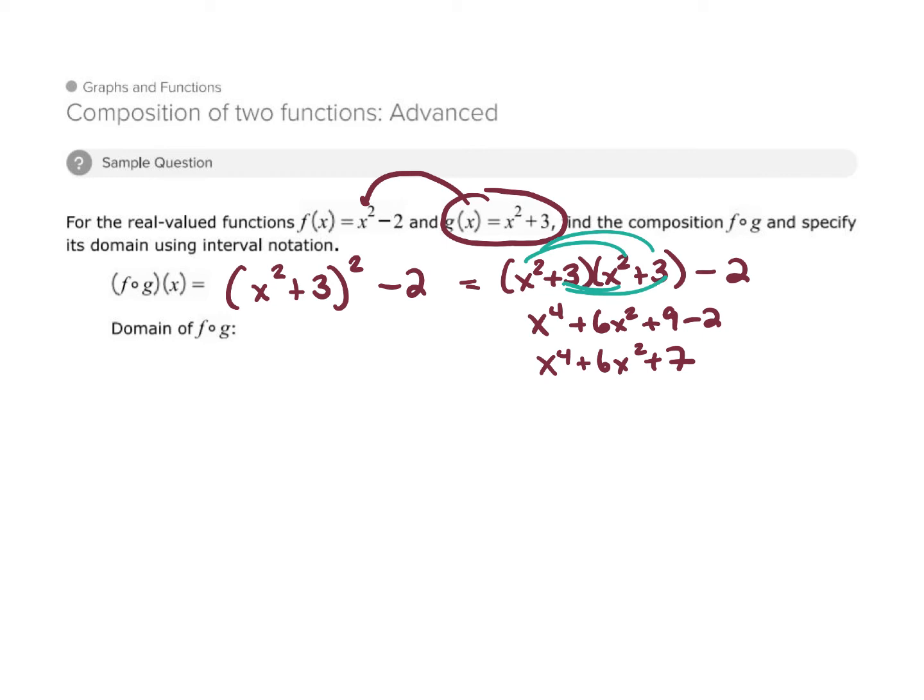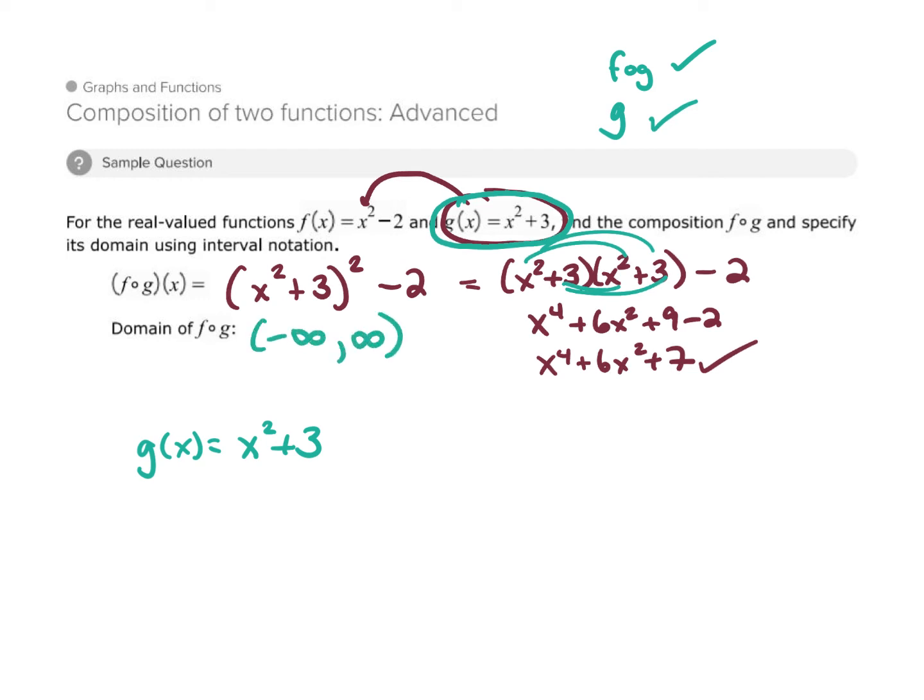Now, there's no square roots, there's no fractions, there's nothing on the bottom. So the f composed with g is fine. But remember, we also have to check what we plugged in. So we have to check the composition, which is fine, but we also have to check g. Now g in this case is just x squared plus 3. There's no fractions, there's no square roots, nothing funny in x squared plus 3, so it's good for all numbers as well. So this domain is going to be everything, negative infinity to infinity. The final answer was fine, and the g function that I plugged in, also fine.